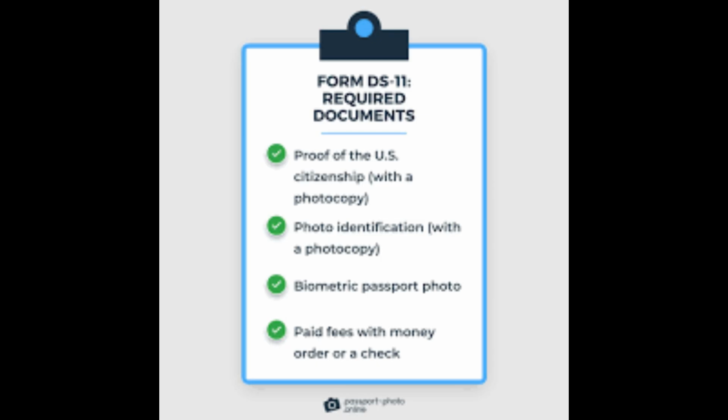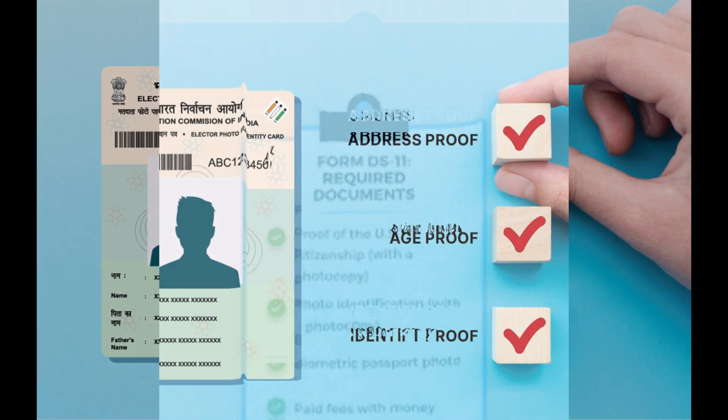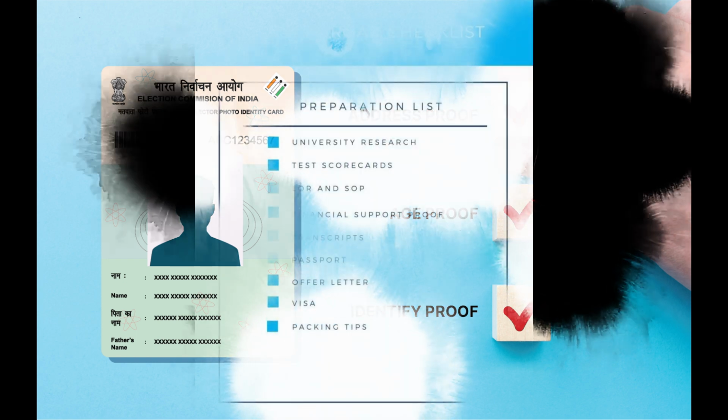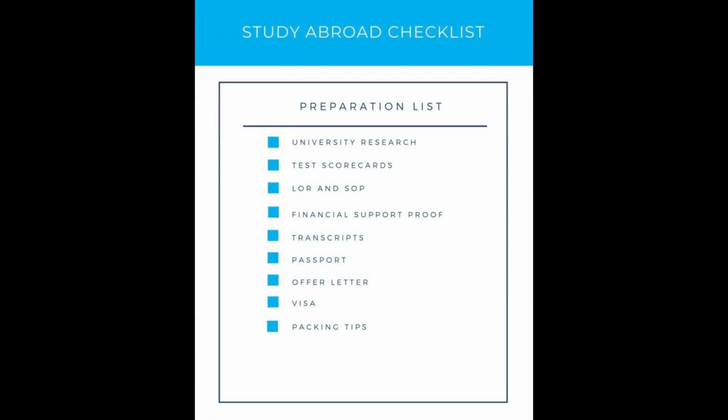5. Prepare supporting documents. Passport. Ensure your passport is valid for at least 6 months beyond your intended stay. Photographs. Recent passport-sized photographs as per the specifications. Academic documents, transcripts, diplomas, and any standardized test scores, like TOEFL, IELTS. Health insurance. Proof of health insurance coverage, either from your home country or purchased in the country where you'll be studying.